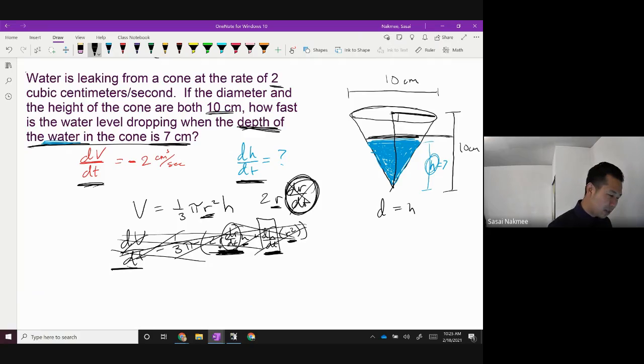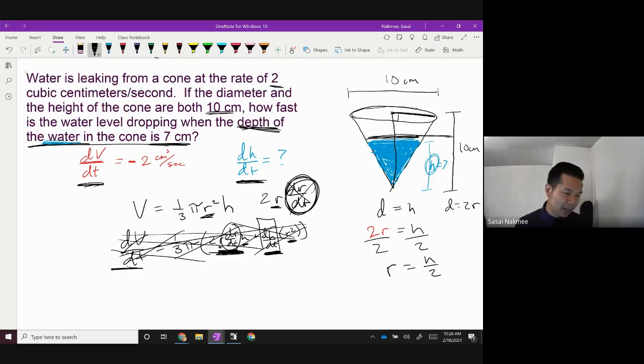So instead of diameter equaling h, I could write this as 2r is equal to h. This is still true because diameter is equal to 2 times the radius. And then I can actually solve this for r by dividing both sides by 2, and I can see that r is equal to h over 2. Now, why am I doing this? This is an old algebra trick, so I don't have to deal with r in this problem. I can replace r with h over 2.